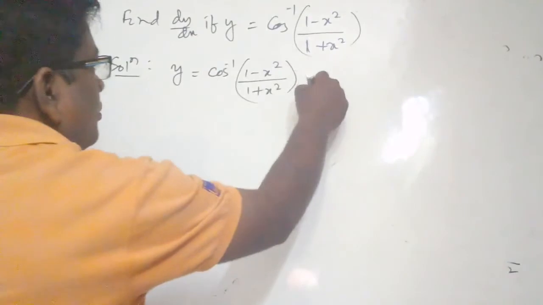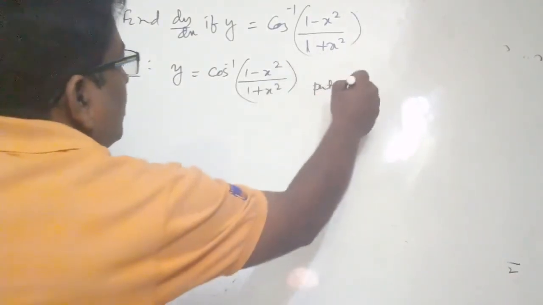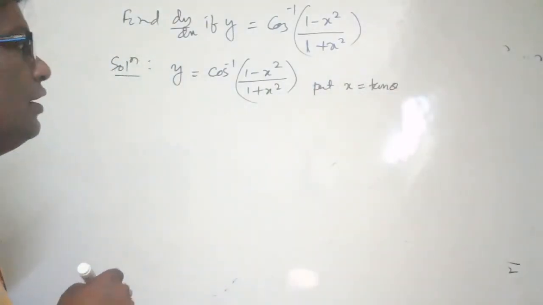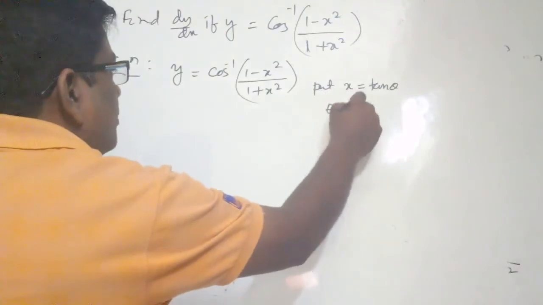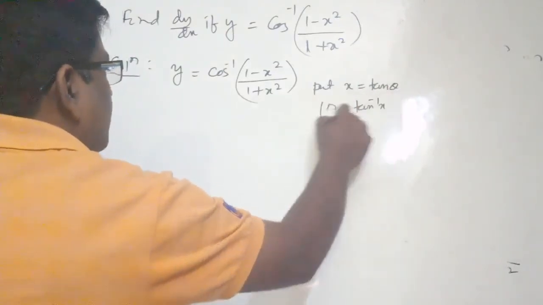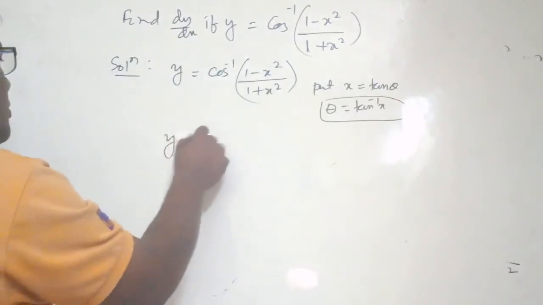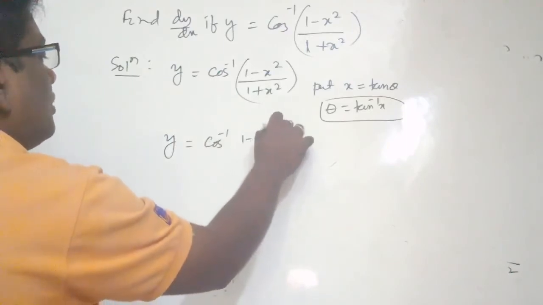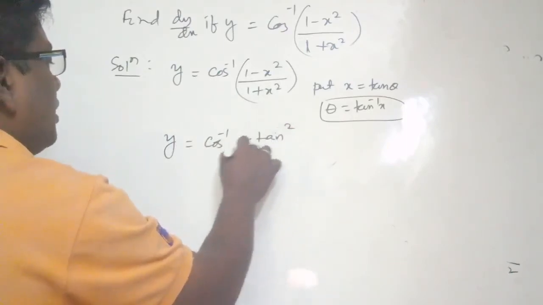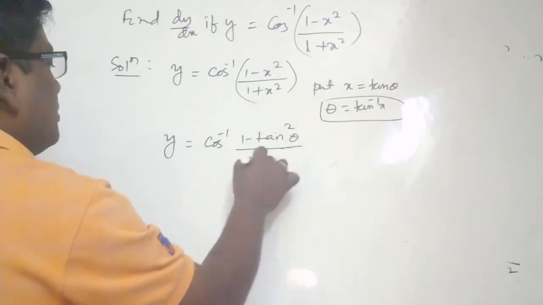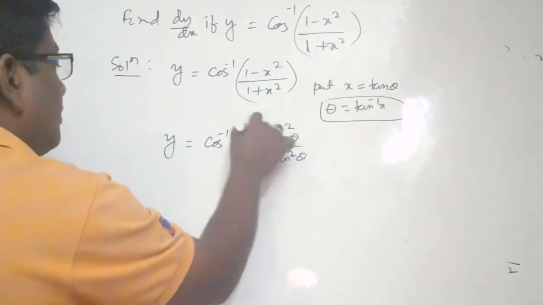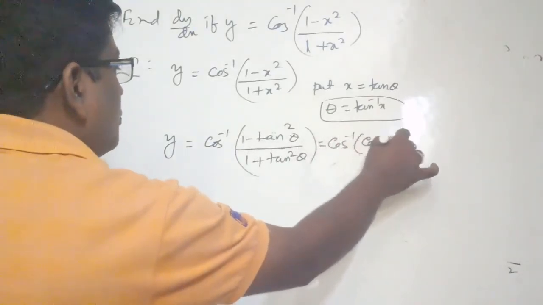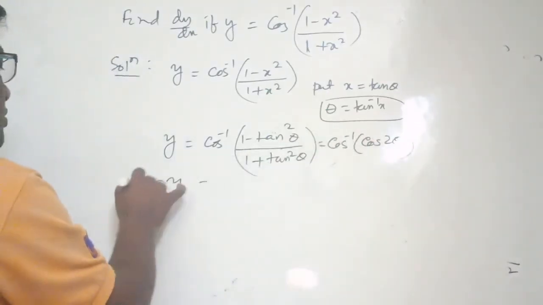So here put x is equal to tan theta. So tan theta is equal to x, that means theta is tan inverse x. So y is equal to cos inverse of (1 minus tan square theta) by (1 plus tan square theta). This is equal to cos inverse cos 2 theta. So y is equal to 2 theta.